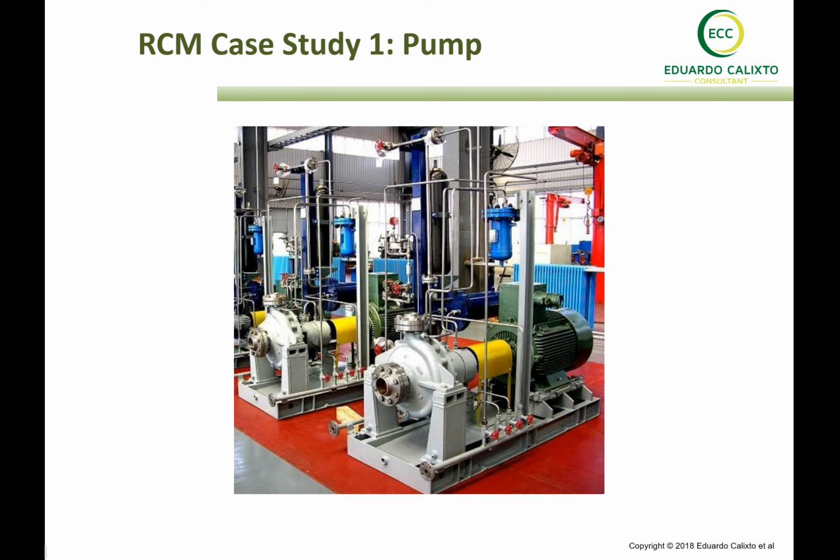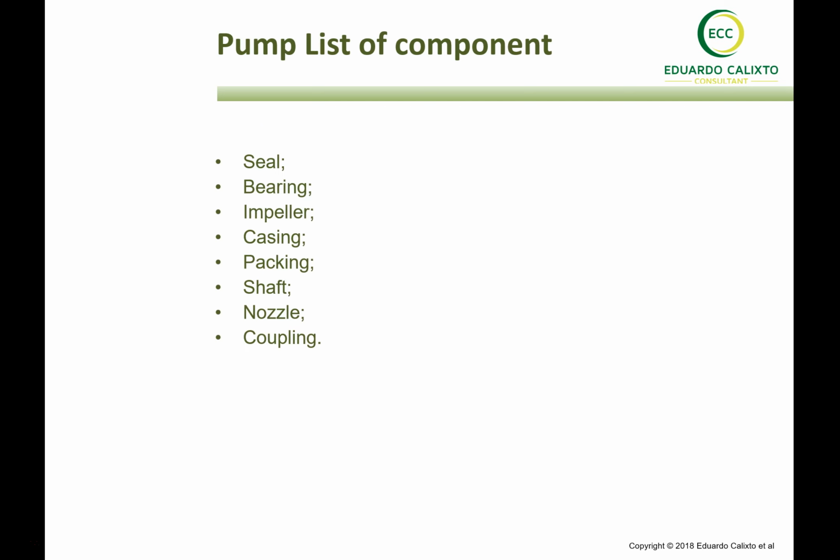Okay, so let's go to our first case study. That's the pump, centrifugal pump. The first step of the RCM, of course, after defining the hierarchy, is the list of equipment that will be the RCM scope. We need also to consider the components that will be under the scope of the RCM. So in the case of the pump, we are considering the seal, bearing, impeller, the case, the pack, and the shaft, the nozzle, and the coupling. So it's very important to have the list of equipment in order to have clear which are the components in scope during the RCM.